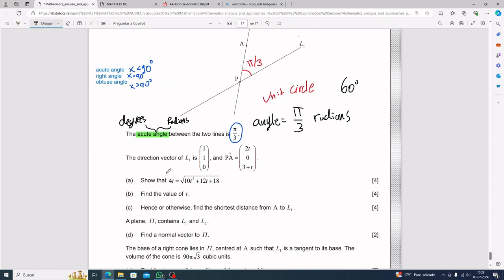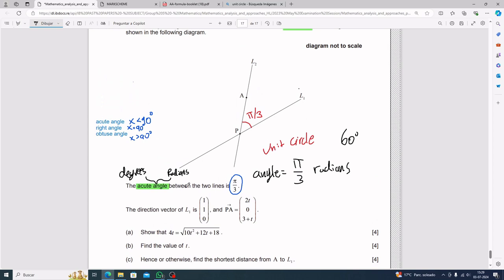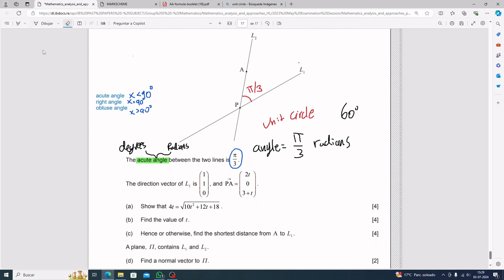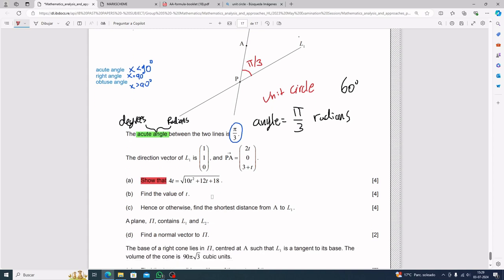So the direction of vector L1 is this guy here. They also tell you that PA, so basically the direction of P to A, is right there. And with all that information, we somehow need to show that 4t equals blah, blah, blah. Now, this honestly has more to do with understanding the formulas that you have and seeing how you can get t from there.